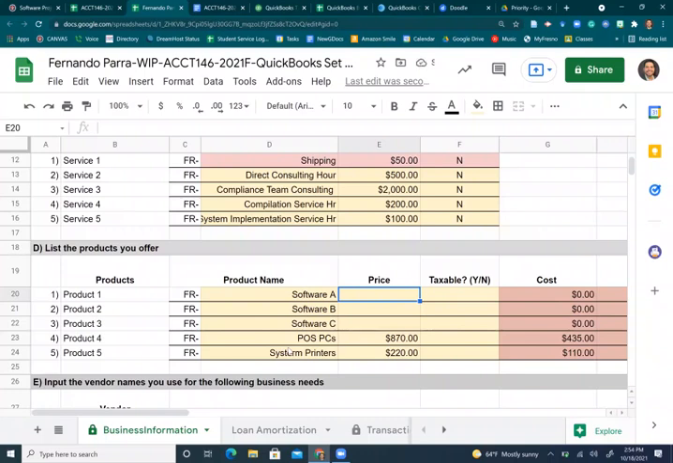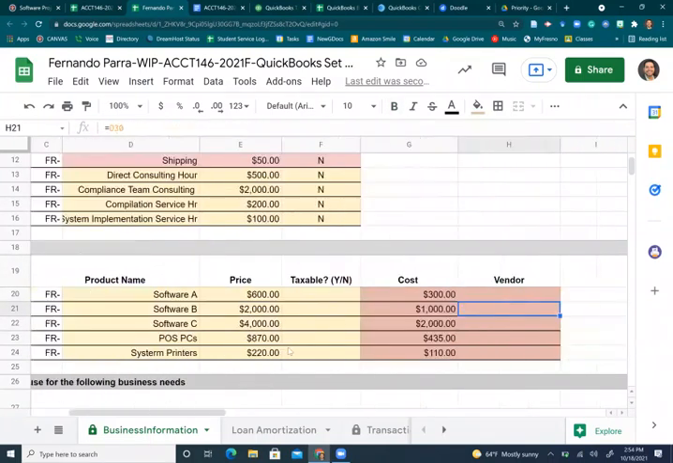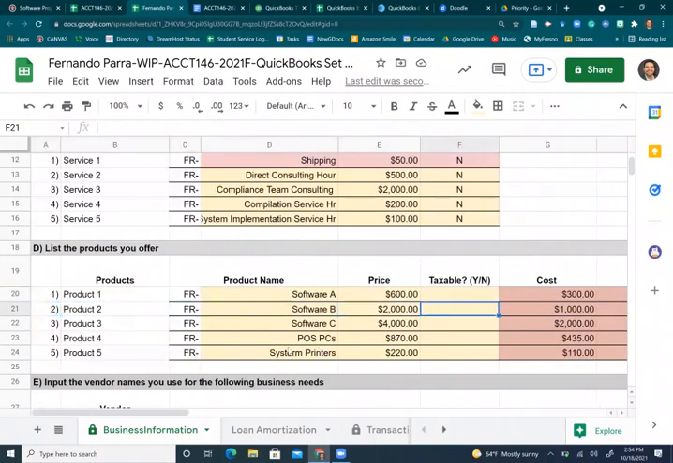And then the software, I'm going to do like 600, 2,000, and 4,000. Notice that immediately on the side, I got the cost for me. That cost is already calculated at 50%. So you should have the cost at 50%. Don't move anything that's on the red, just the ones on the red. Okay, is this taxable? Software? No, not in California. So software is not taxable in California.